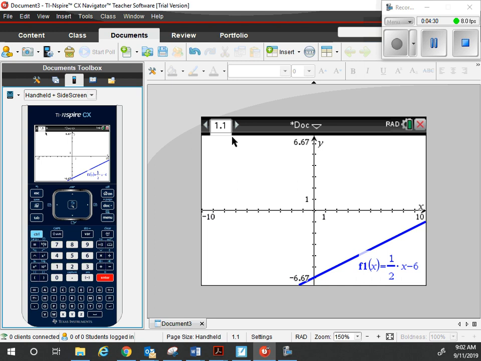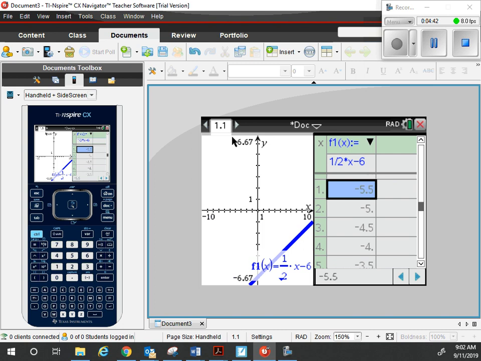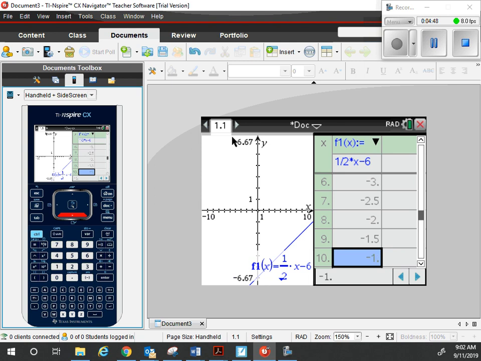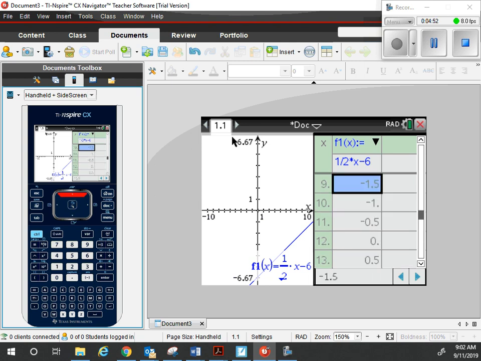Okay, so now, table. Control T. And my y-intercept should be negative 6. Boom, there it is.